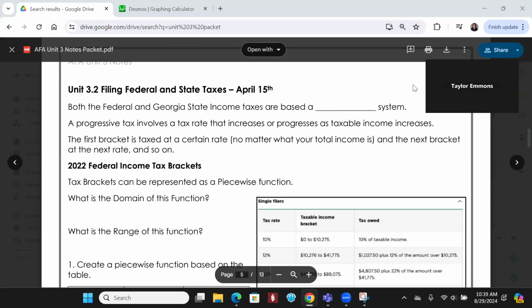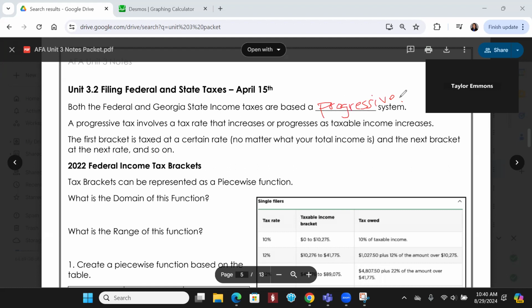One, we're going to talk about filing federal and state taxes. So we kind of started talking about that with the W-2s yesterday. Both federal and Georgia state income taxes are based on a progressive system. A progressive tax involves a tax rate that increases or progresses as the taxable income increases. So you make more, you're taxed more.